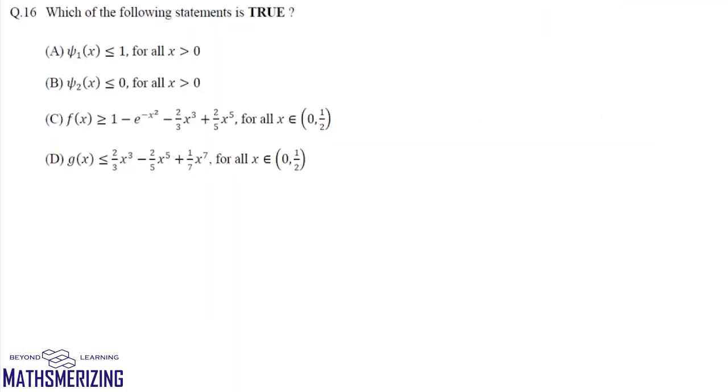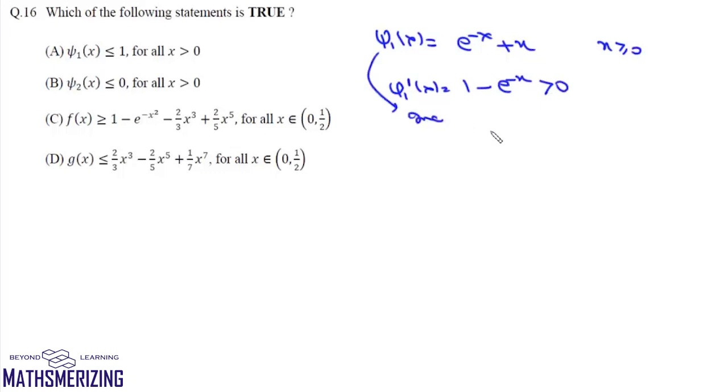Now for the same question, the second part is psi1(x) is less than or equal to 1. Now psi1(x) is e to the power minus x plus x when x is greater than or equal to 0. Then psi1 dash(x) will be 1 minus e to the power minus x and will be greater than 0. So this psi1(x) will be an increasing function. So if x is greater than or equal to 0, then psi1(x) will be greater than or equal to psi1(0). Now psi1(0) is 1. So this psi1(x) is always greater than or equal to 1. That means this option A, it is incorrect.